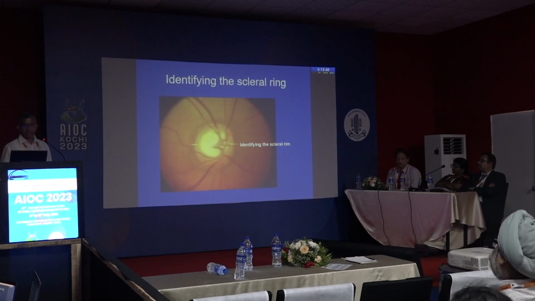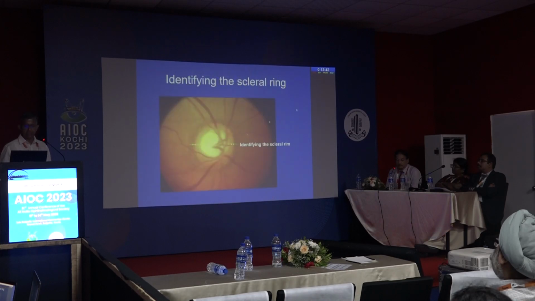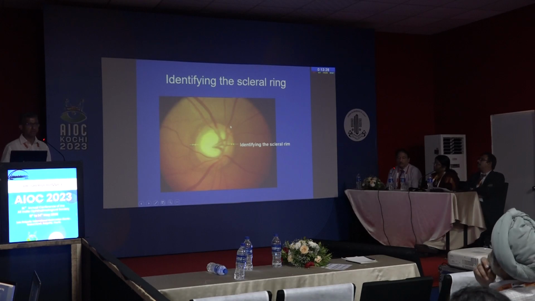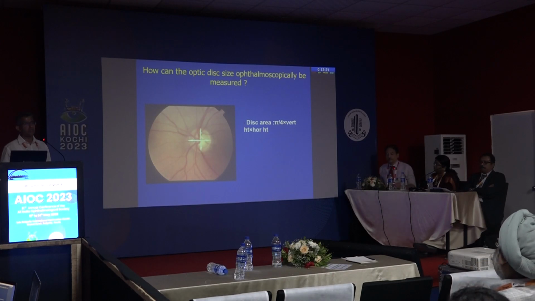So how do you identify the scleral rim? You have to look at where the vessels bend. Look at the region of the vessel bending, and that is the edge of the rim. That's the edge of the cup. The scleral rim is this whitish, slightly elevated line that you will see all around. It's sometimes a little difficult to identify in myopes, but most of the time you can identify it fairly simply. Then you can assess the optic disc.